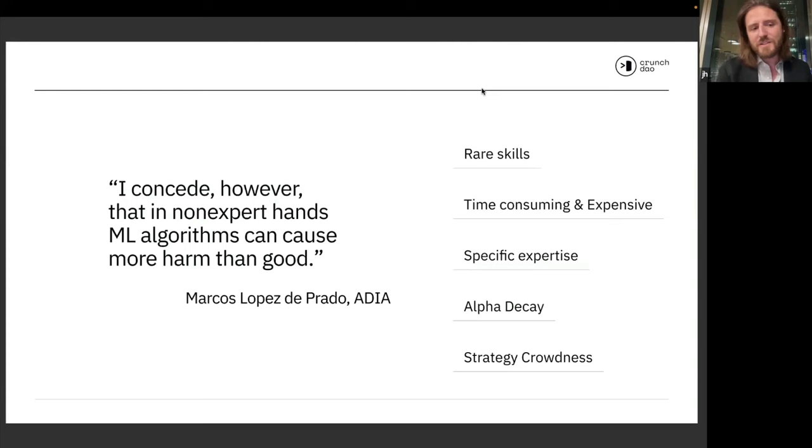in the financial market. So this is just a kind of disclaimer from Marcos Lopez de Prado. You maybe have heard about this researcher that is now leading the quantitative research team at ADIA, the Abu Dhabi Investment Authority. And he said, "I concede, however, that in non-expert hands, machine learning algorithms can cause more harm than good," because poorly used, it could lead you to some major issues that we are going to talk about now.